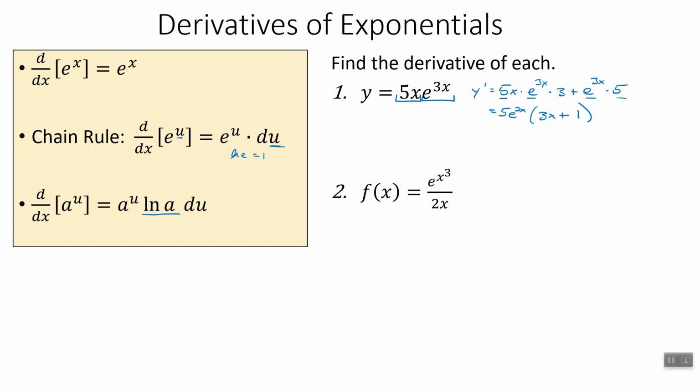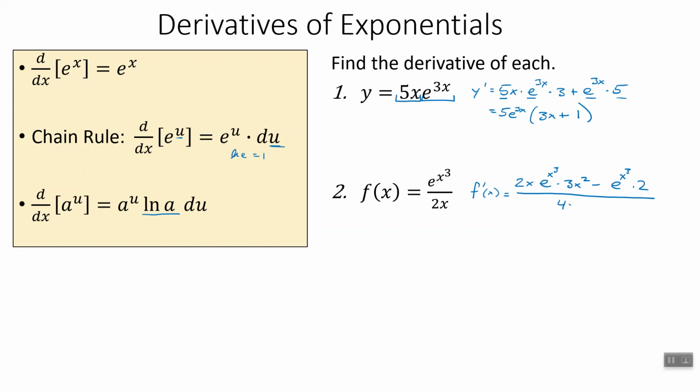Here's another one. Now we're dividing. Well, we just do a quotient rule. So our derivative, f prime, will equal low d high. The derivative of e to the x cubed is e to the x cubed times the derivative of x cubed. Not in the exponent, but down here on the regular plane with everybody else. It's just 3x squared, minus high d low, square the bottom, and away we go.